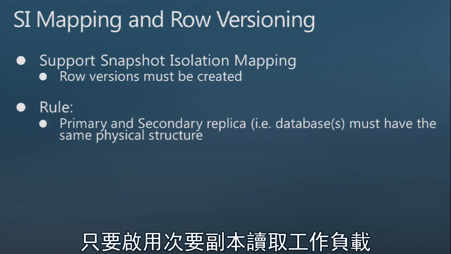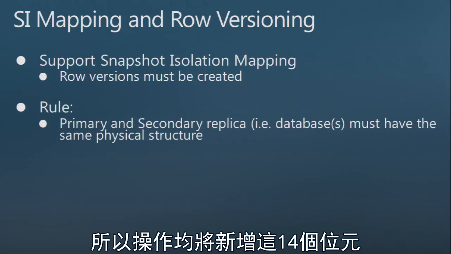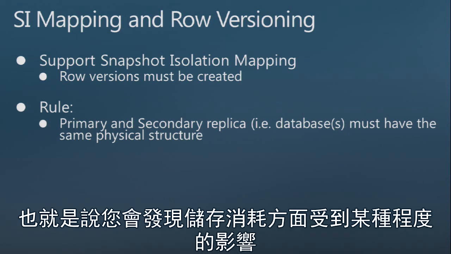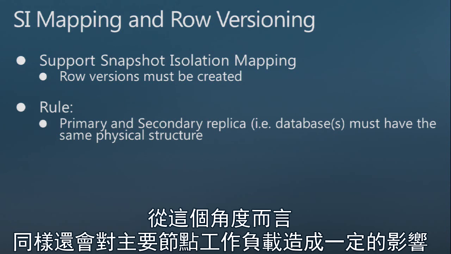So as soon as you enable the secondary replica for read workload, the primary starts adding those 14 bytes to the rows that are changed, inserted or deleted. All DML operations will add those 14 bytes. That means you will see some impact in terms of storage consumption, and it can potentially lead to some page splits on the primary after you have enabled the read workload. So there is some impact on the primary workload from that perspective.